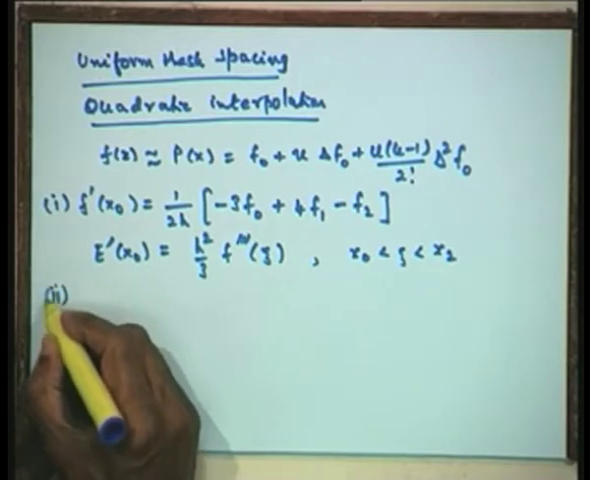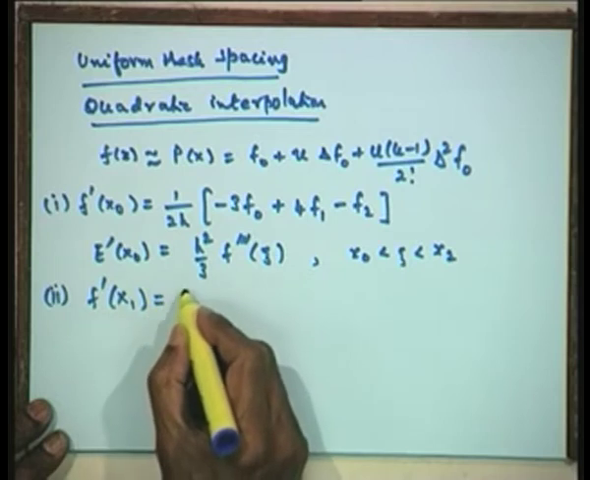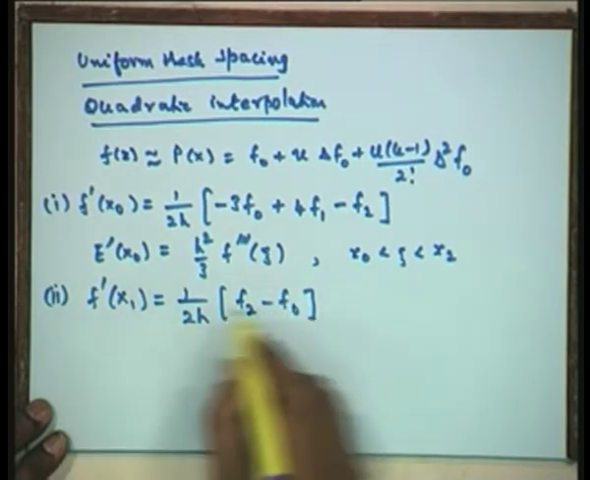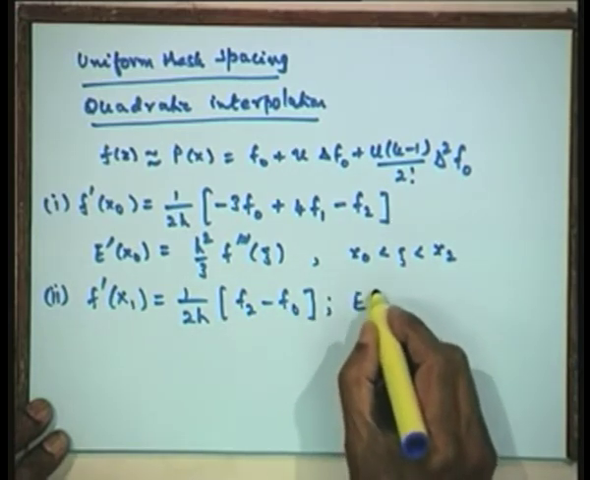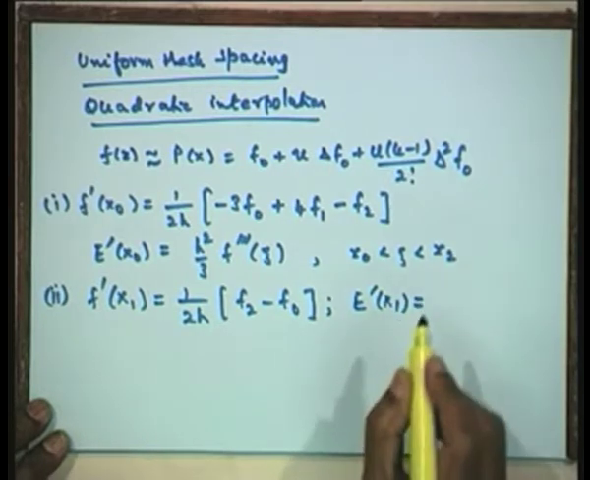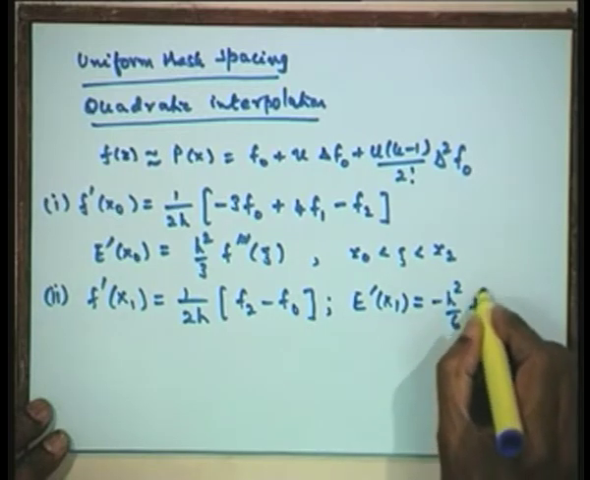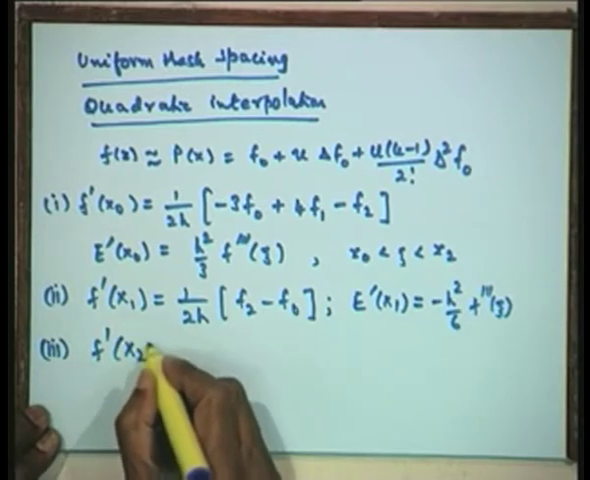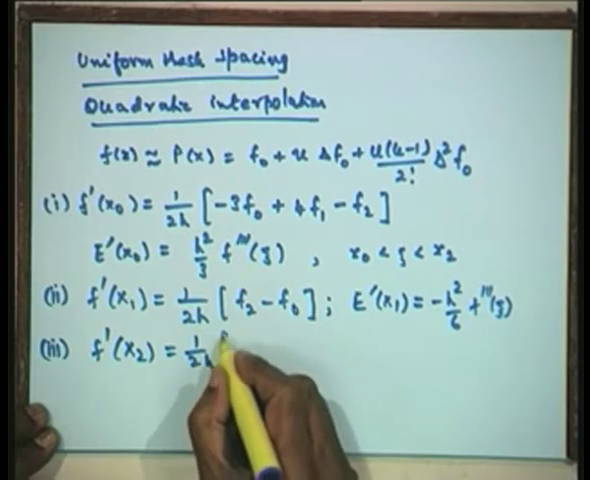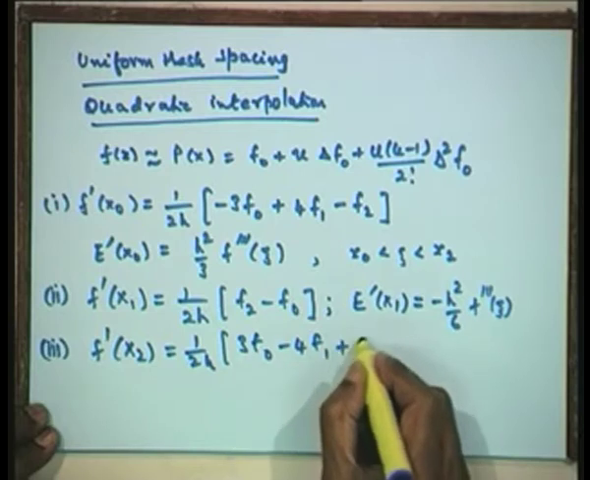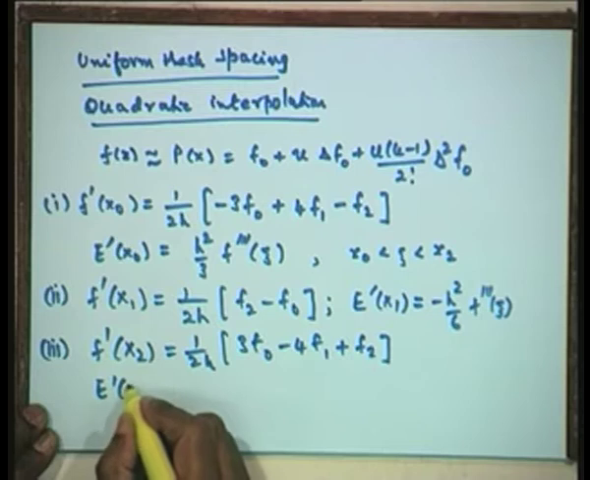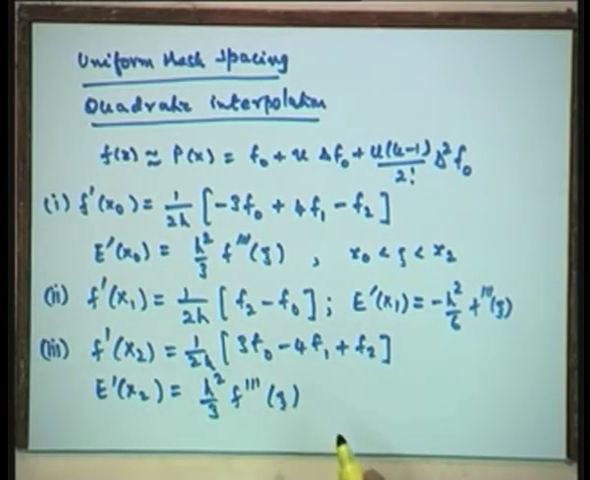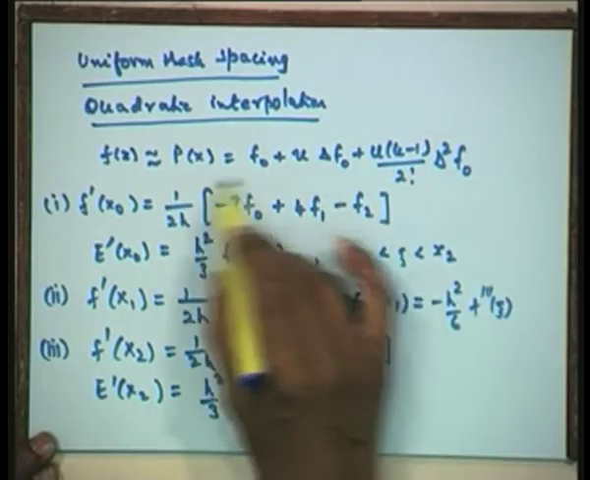Now, I can similarly find the formula for the first derivative at the middle point, that is x1, and this we derived as 1 upon 2h times (f2 minus f0). It is symmetrically placed, x1 is symmetrically placed between x0 and x2, and the error in this case was h squared by 6 f triple dash of xi. And the third formula, at the last point, f dash at x2, is equal to 1 upon 2h times (3 f2 minus 4 f1 plus f0), with the error being h squared by 3 f triple dash of xi.